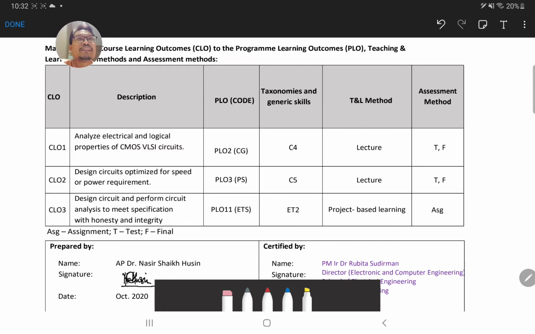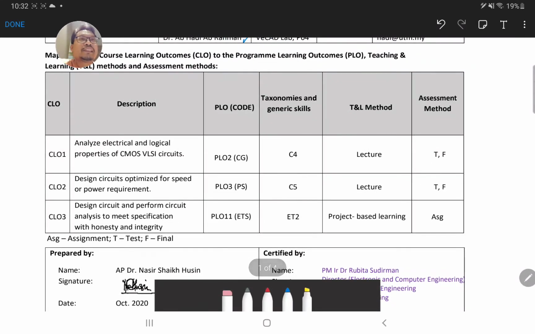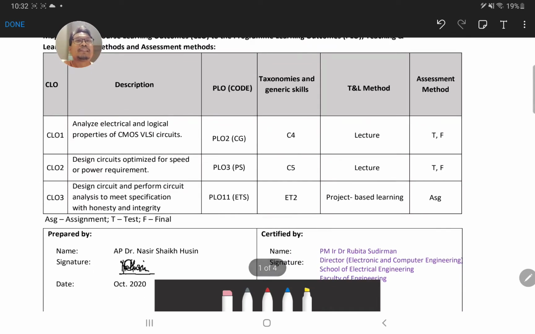So what is expected from this course? Let's see what is expected. We have the CLO, which is the course learning outcome.